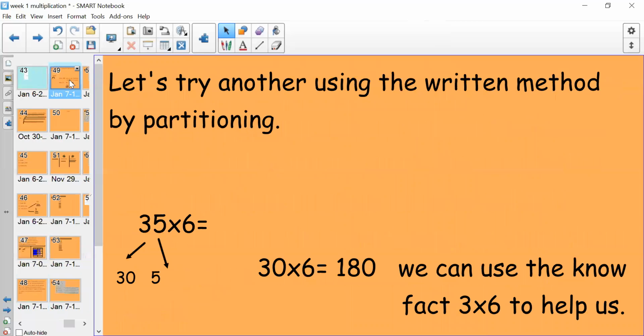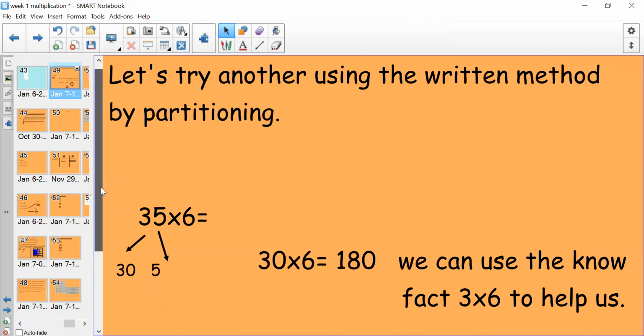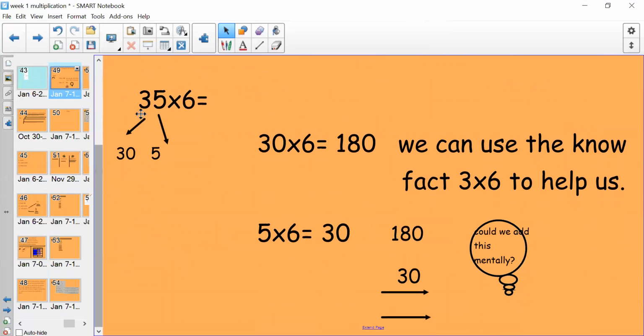Okay, so if we look at another example, this is the partitioning method. We've got 35 multiplied by 6. Again, we partition the 2-digit number into the 10s and 1s, so we've got 30 and 5. Then we take that 30 and multiply it by 6, because it's multiplying by 6 in the original question.